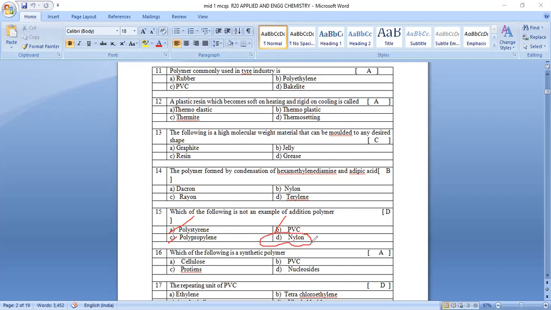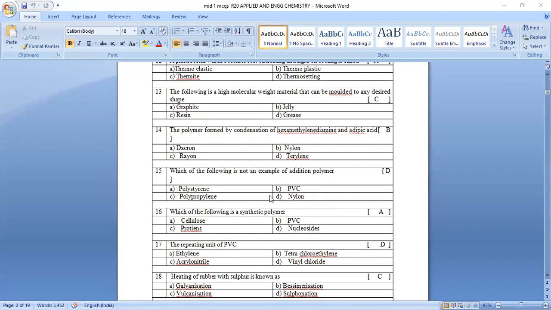Nylon 6,6 is a combination of hexamethylene diamine plus adipic acid. During the process, a water molecule is separated. H2O is the byproduct. So nylon 6,6 is a condensation polymer. PVC, polystyrene and polypropylene are addition polymers.